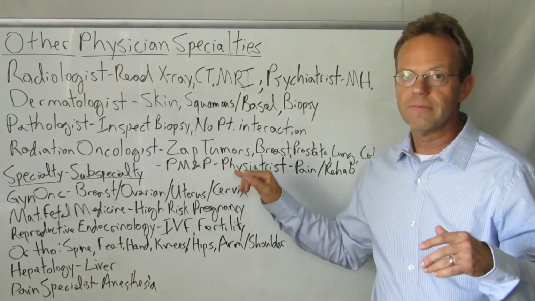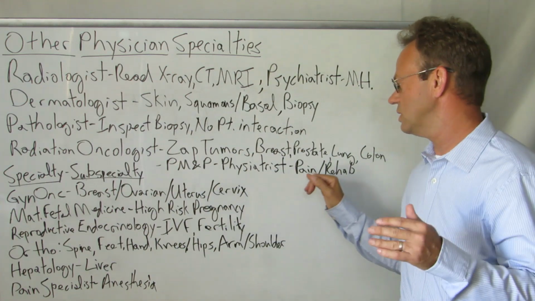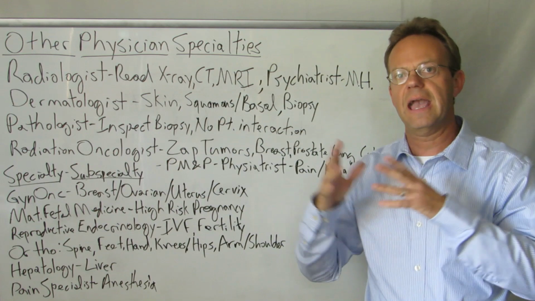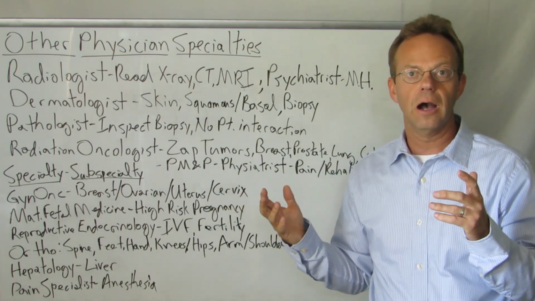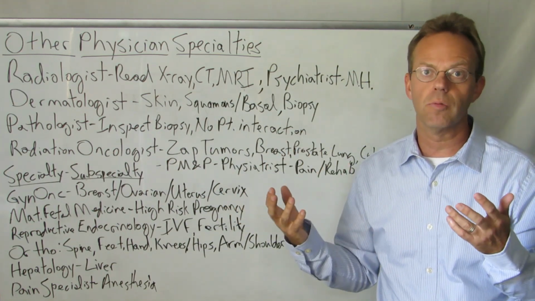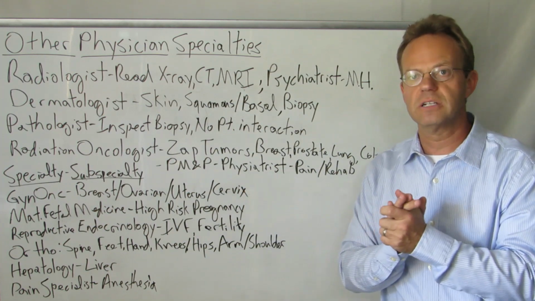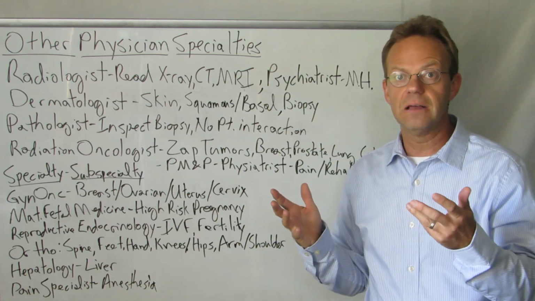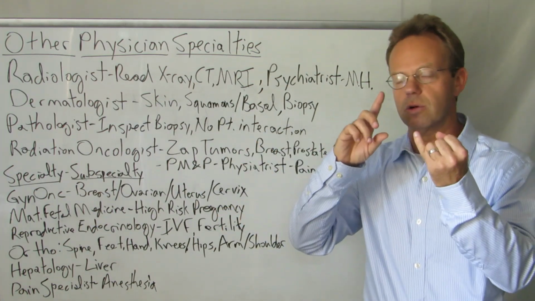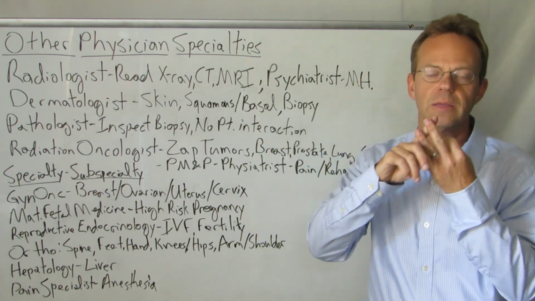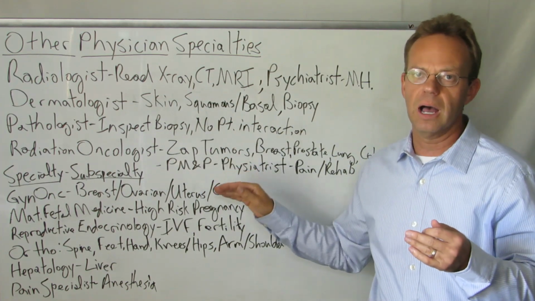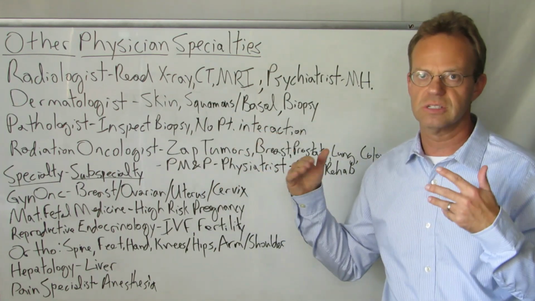So PM and R physiatrist doctors are experts in pain, but they're also experts in rehab as well. So if a person, let's say, had a stroke, or if they were born with cerebral palsy, then it's really these PM and R doctors that are experts in taking care of a person when they need very intense rehab. So they might work with a physical therapist, an occupational therapist, or a speech therapist, and then it's overseen by the PM and R physiatrist physician.